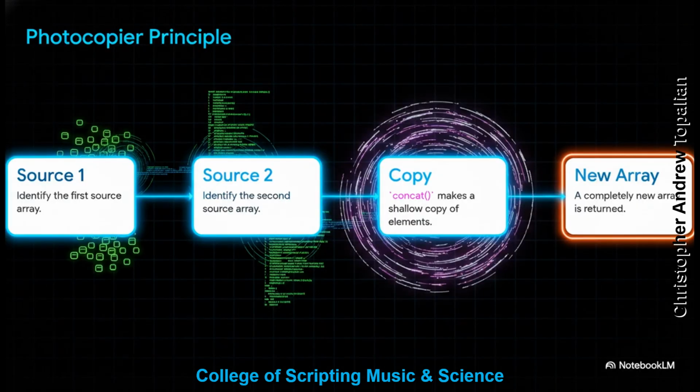So let's just break that photocopier idea down. First, the system identifies your source arrays. Then, concat goes to work making a copy of all their elements. And then, and this is the magic right here, step 4, it returns a completely new array. It's a totally separate thing in memory.